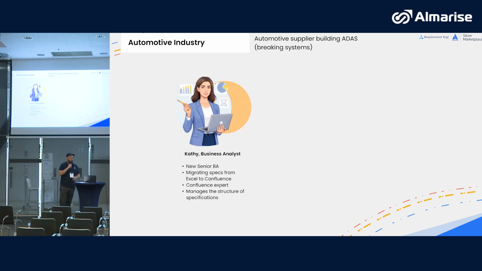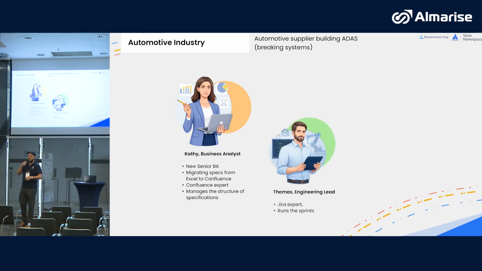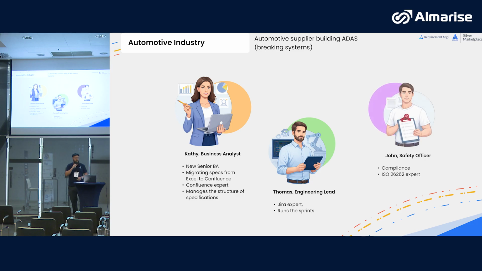In the team, we have a few people. Let's start with Cassie, who's a business analyst. She's a senior, but she just joined the company. She's in charge of migrating the requirements from Excel to Confluence. We also have Thomas, who's the engineering lead, who lives in Jira and was in charge of the engineering team. And finally, we have John, who's the safety officer. He's in charge of the ISO 26262 compliance. And he's usually the guy who shows up at the end of the projects with questions that nobody can answer.